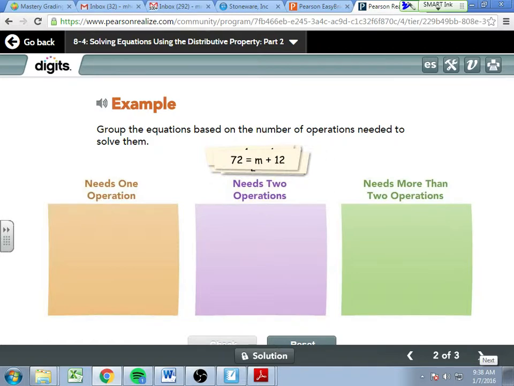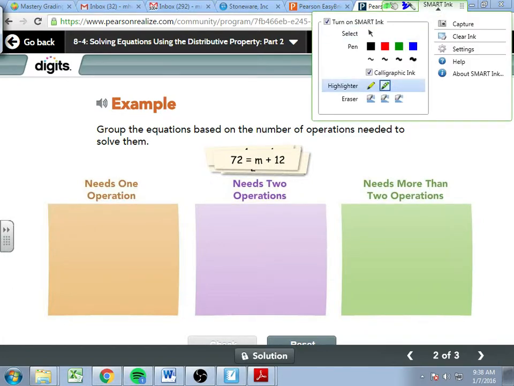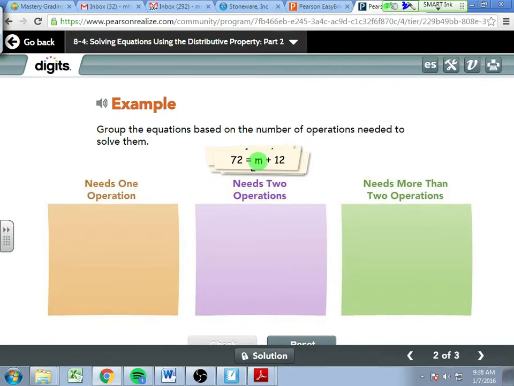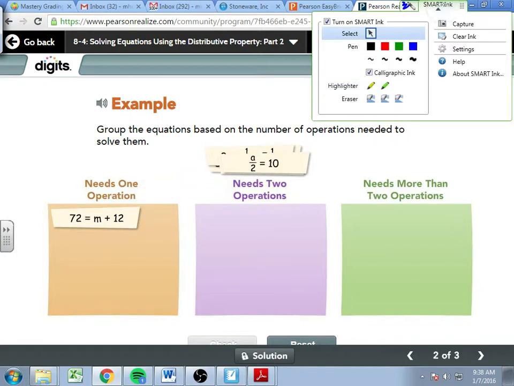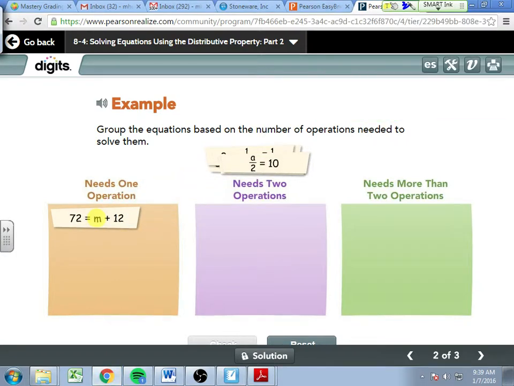So Crystal, when you see this equation right here, 72 equals m plus 12, how many operations do you think we would need to perform to solve it? What would you do first there? Subtract 12, right? And then once you subtract, is there any multiplication or division that needs done? No. The m is already 1m. So once you subtract the 12, you're done. So how many operations was that? 1. So this would only need one operation because the m has nothing else done to it aside from addition. Brennan, what about a divided by 2 equals 10?